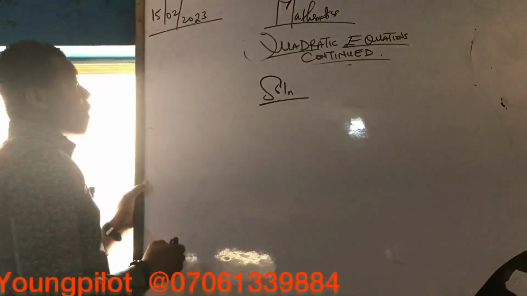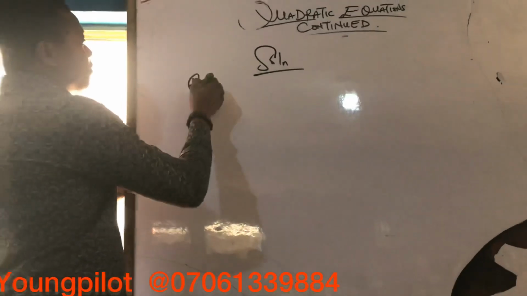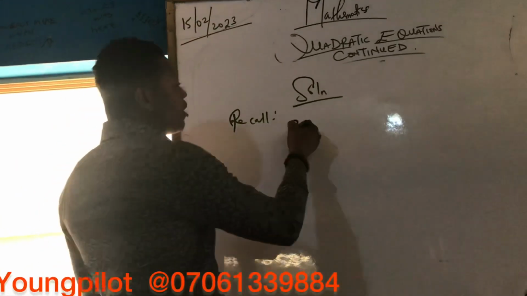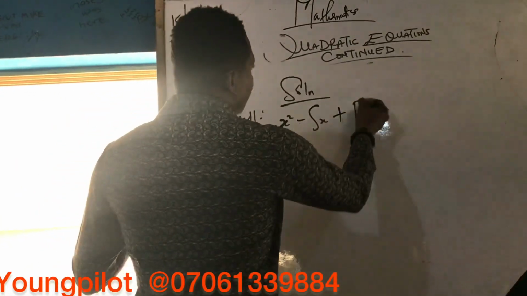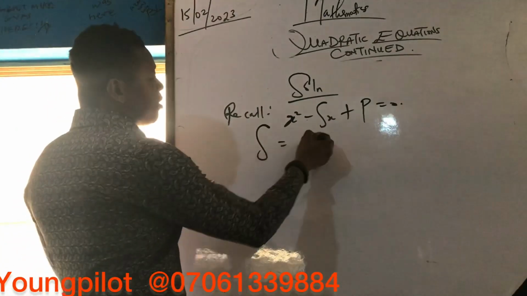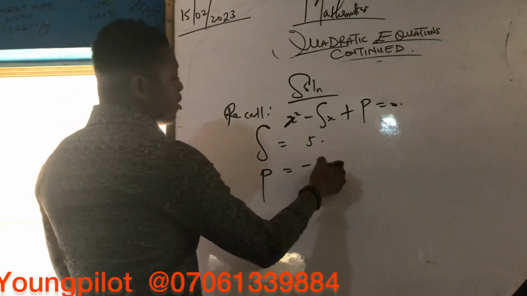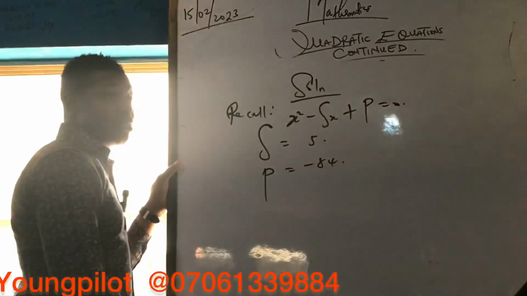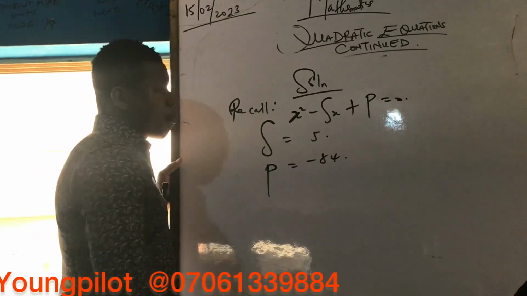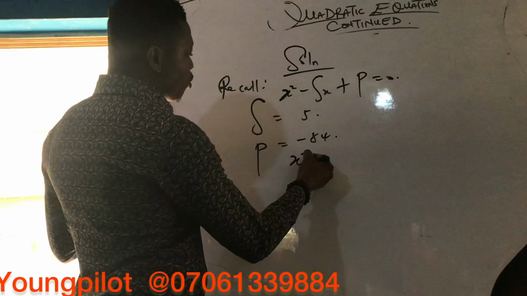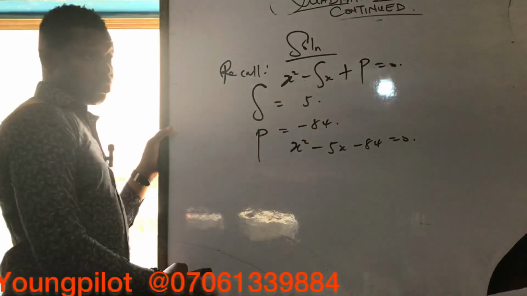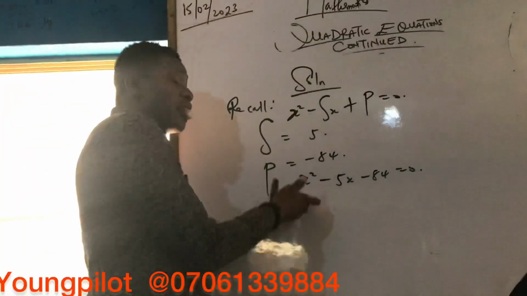Let's recall. There's a building block for quadratic equation. The building block for a quadratic equation is x squared minus sum of x plus product equals 0. So the question already says that sum is 5, product is minus 84. Substitute into this, you get the equation, then you factorize. You get the numbers. Hope you are following. So this will be x squared minus 5x minus 84 equals 0. This is the equation. So we need to get the numbers which are the values of x.